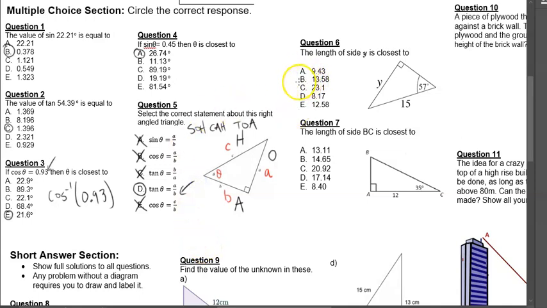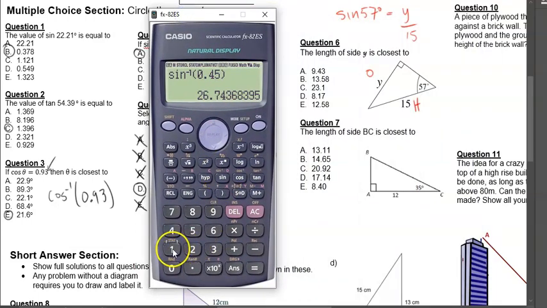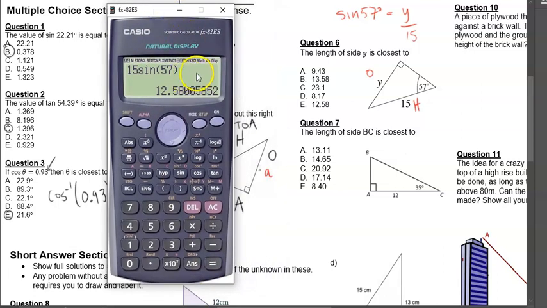Question 6, the length of side Y is closest to. So we have an angle 57, the opposite, and the hypotenuse has been provided. So here we're using the option of sine. So sine of 57 degrees is equal to opposite over the hypotenuse. To get Y, we just simply times this by 15. So on the calculator, 15, let's move this across, there we go, 15 times sine 57, and this is equal to 12.58. So 12.58 is our solution here.